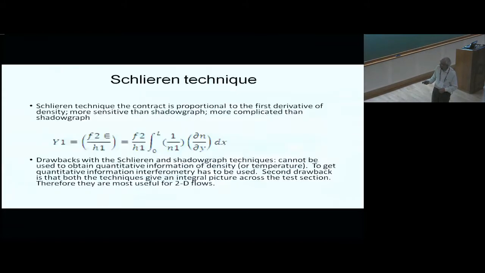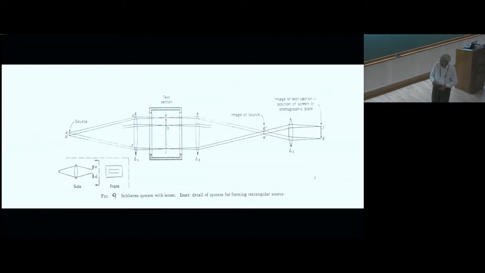The Schlieren technique is a little more complicated, but it is more sensitive in that it is proportional to the first spatial derivative of the refractive index or density. And typically what you have is a slit source which passes through the test section, and then you image the test section onto a screen, and at the image of the source you put a knife edge.